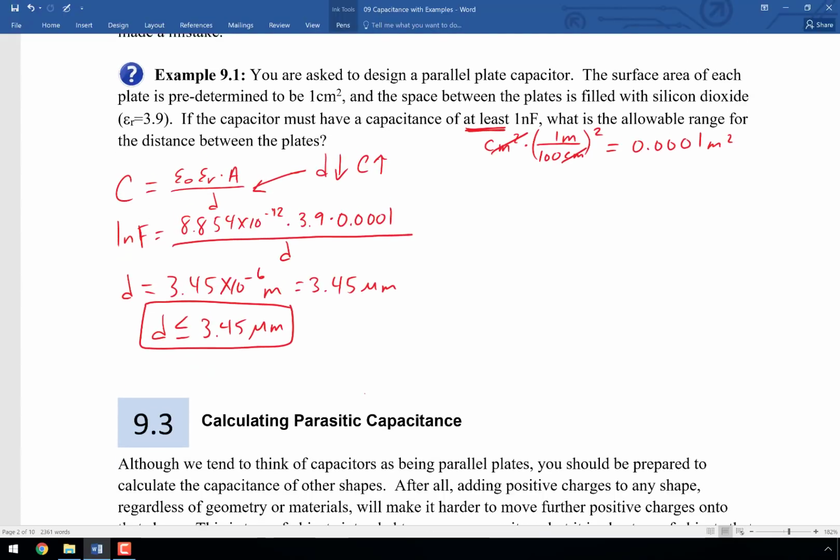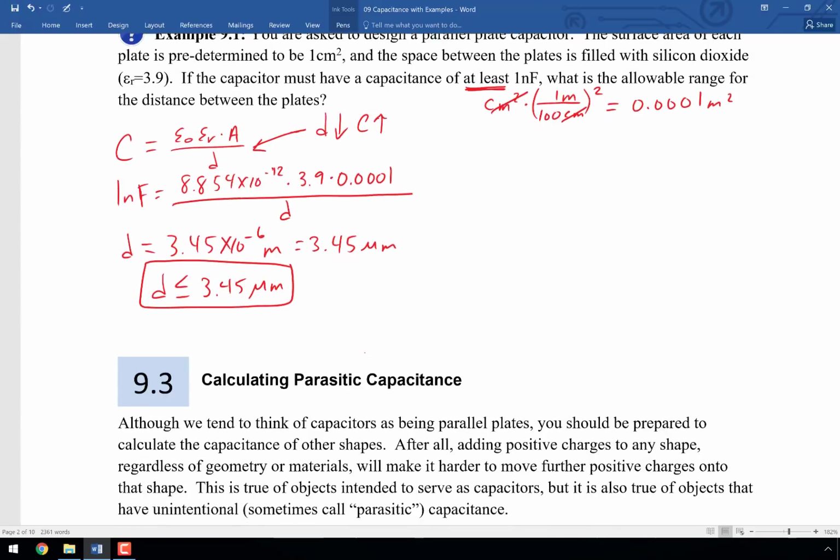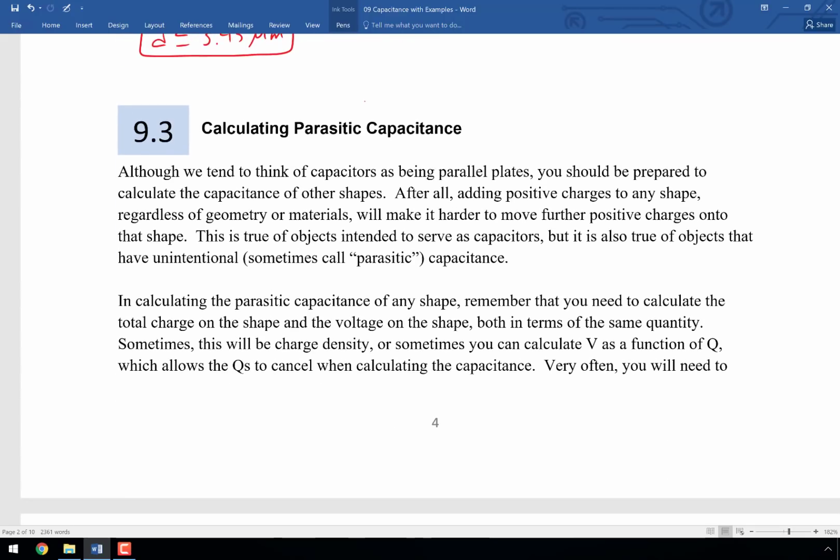So that's stuff that you've already seen. You probably could have even already seen that in high school. But let's talk now about things that you may not have seen. We tend to think of capacitors as just being a pair of parallel plates, but you should be prepared to calculate the capacitance of other shapes. Especially at higher frequencies, these parasitic capacitances can make a big impact on the behavior of your system.